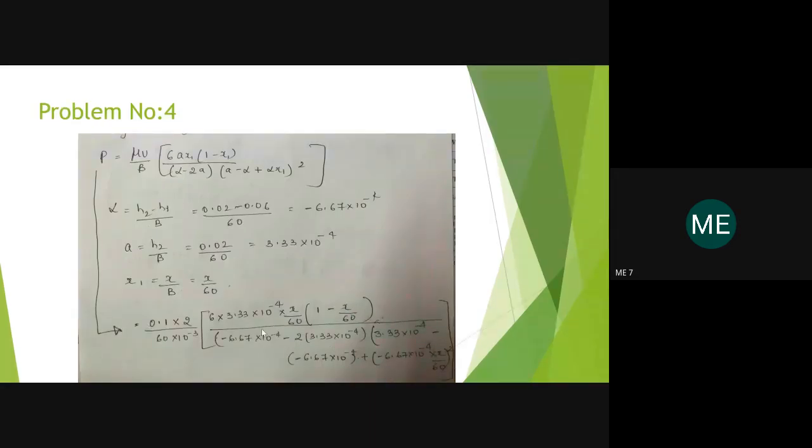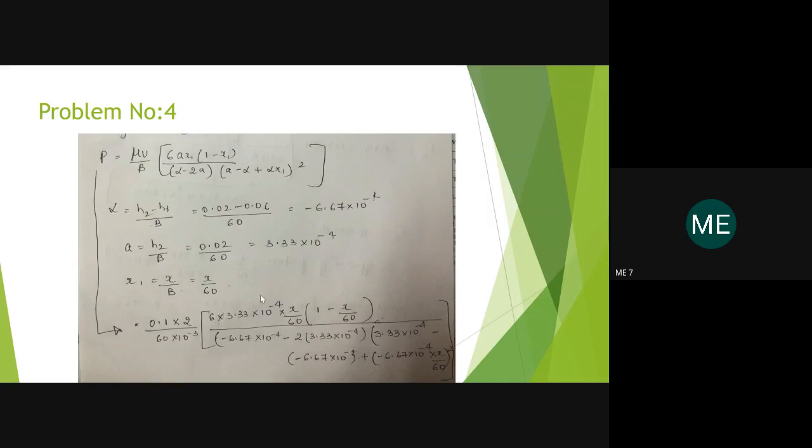Later, after you have substituted, you have to simplify this a little bit. Once you substitute as per the equation, just simplify this constant part. How much do you get? 0.1 into 2 divided by 60 into 10 raised to minus 3.